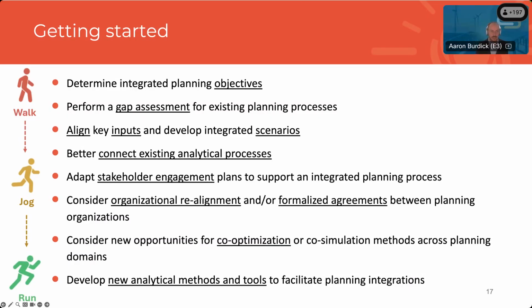Then you get into the jog phase, which is about connecting existing analytical processes, potentially evolving your stakeholder engagement approach, and considering organizational changes or agreements between planning entities. And then the run stage, we will talk more later this morning about opportunities for co-optimization and some of the advanced analytical methods to support integrated planning. And with that, I will pass it back to Matt.